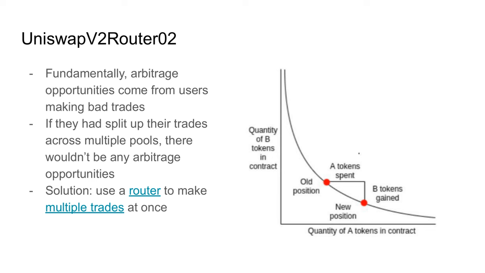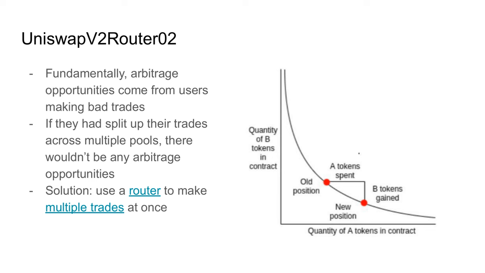And actually that's a lot more common than you think, because most of us who first dive into cryptocurrencies just open MetaMask and kind of anyhow click. We don't really know what's going on, and that creates a lot of arbitrage opportunities for the market. So if somebody had come along and split up the trade across multiple pools, then there wouldn't be this operation anymore.